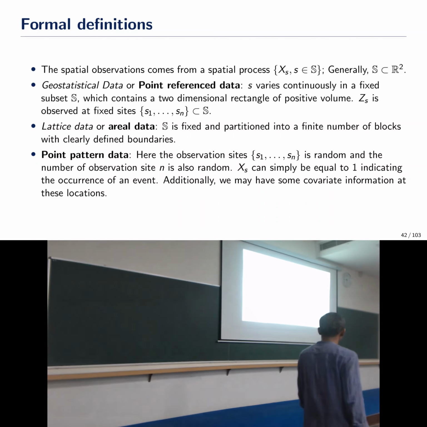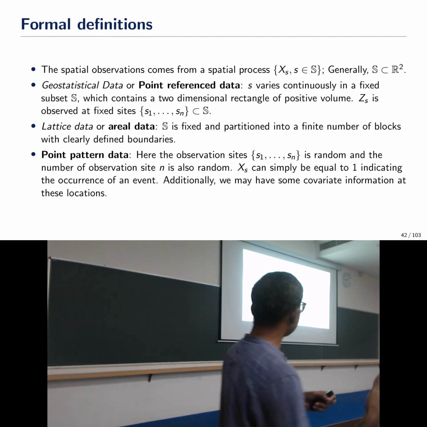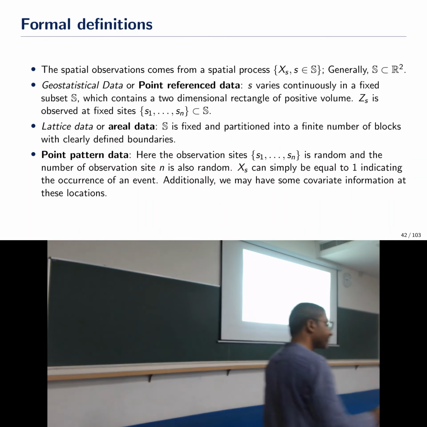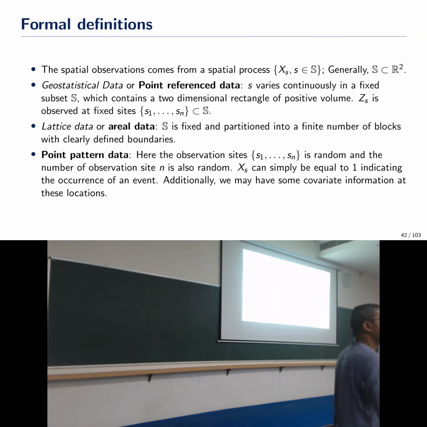So what is point pattern data? In point pattern data, as we discussed, S1, S2, Sn are random. Essentially, we are saying that script S is a random set. Now you will ask what this random set is. A random set is a measurable mapping from a probability space to a measure space on the subsets of R2. Don't worry about it. I just marked this up before I came here.